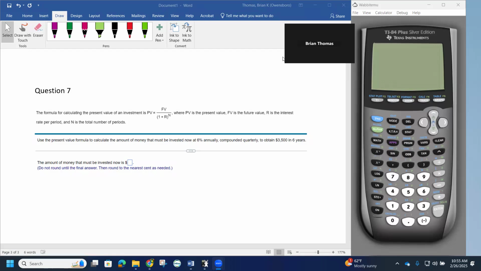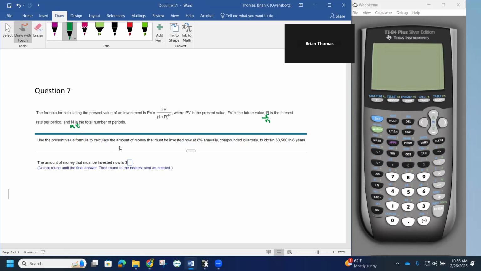So question 7 has a little bit different formula here. The formula for calculating present value of an investment is PV equals FV divided by (1 plus r) raised to the nth power, where PV stands for present value, FV stands for the future value, and r is the interest rate per period. A lot of times r is going to actually be r over n, based on the number of times being compounded. And then the total number of periods is actually going to be n times t. So keep that in mind.